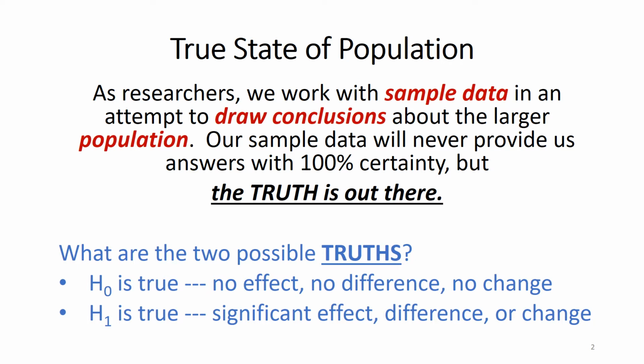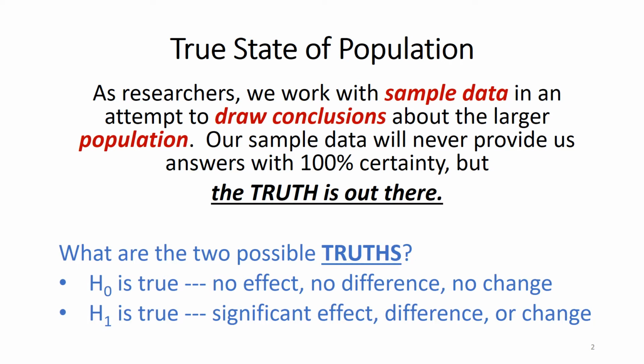So one side is, let's take a look. What is really going on, aka the true state of the population? So there are two possible truths. One, in a hypothesis test, either the null hypothesis is true, meaning there's no effect, there's no difference, there's no change. So that law enforcement strategy doesn't reduce crime rates. Nothing happened. That particular drug didn't shorten the duration of an illness.